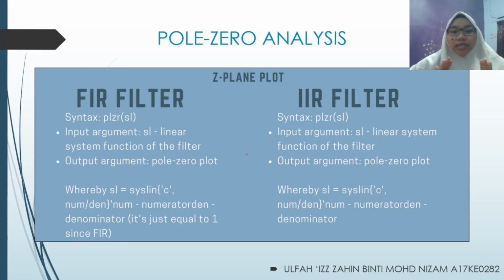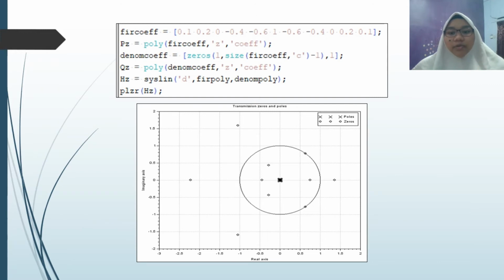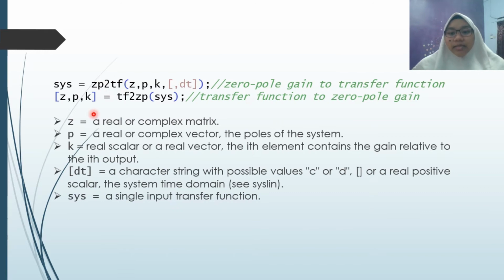For pole-zero analysis, we can construct a Z-plane of FIR and IIR filter using the plzr command, where the linear system function is its input argument. This is the example of constructing the Z-plane of an FIR filter. Next, these are the syntax to convert zero pole gain to transfer function and vice versa.